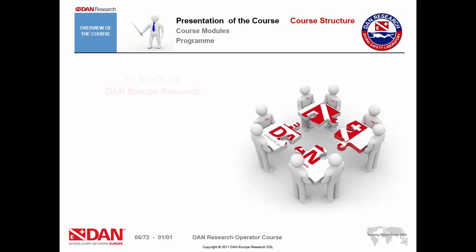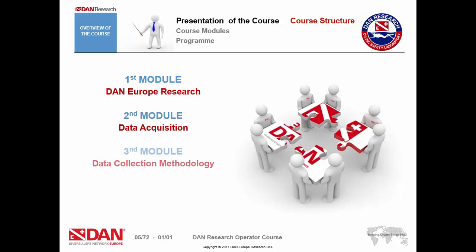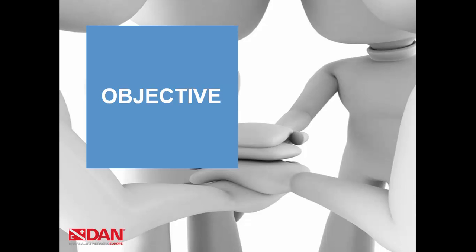The first module provides the background on DAN Europe's research history. Module 2 focuses on the data acquisition process. The third module details the actual data collection methodology, while Module 4 looks at the ongoing research and development made possible by this data. The objective of this program is as follows.